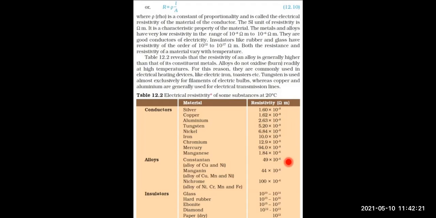Suppose you compare nichrome's electrical resistivity with that of nickel, chromium, manganese and iron. You can see that the resistivity of nichrome is higher than the individual metals with which it is formed, right? As its resistivity is high, even at high temperature it won't burn. Alloys do not get oxidized. They do not burn at high temperature because the resistivity of alloys is higher than their constituent metals. So for this reason, alloys are used in heating devices like electric iron and toaster.